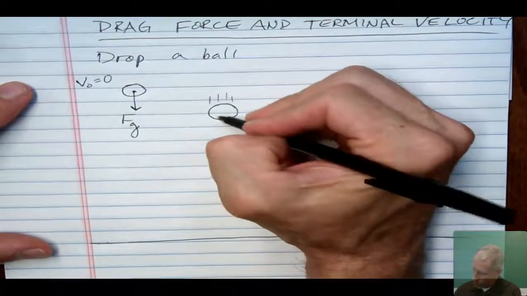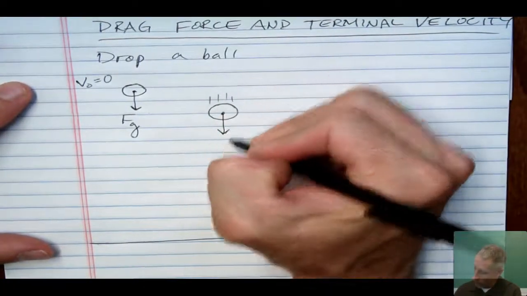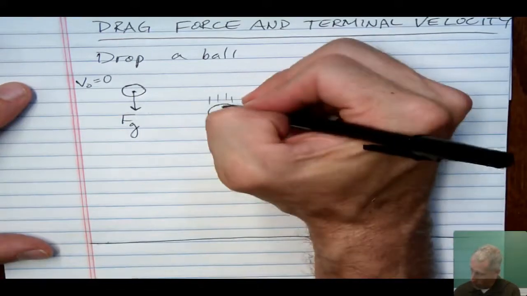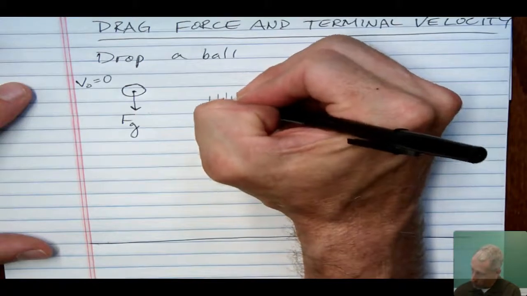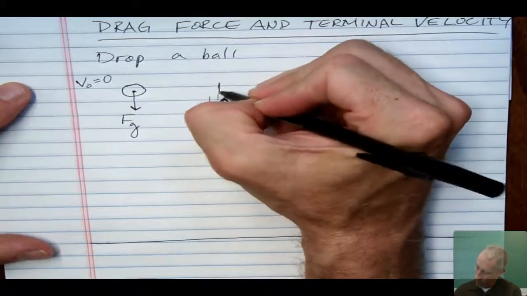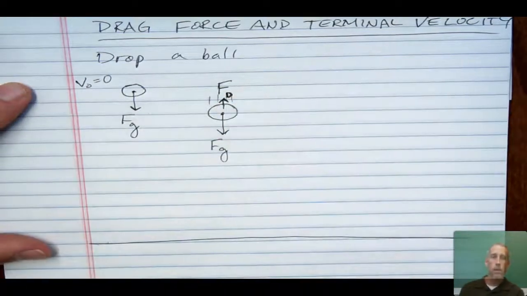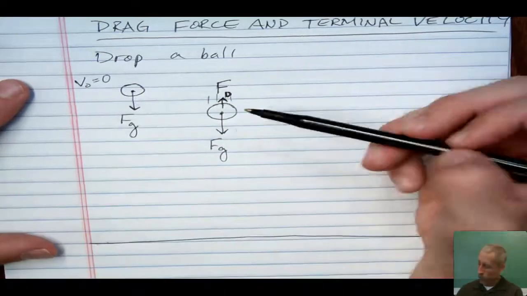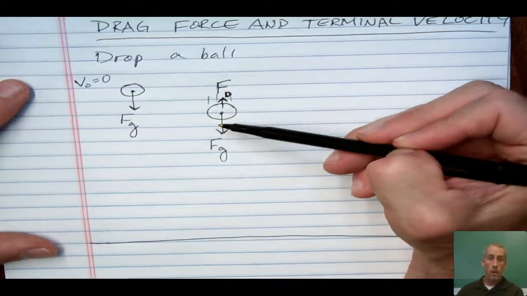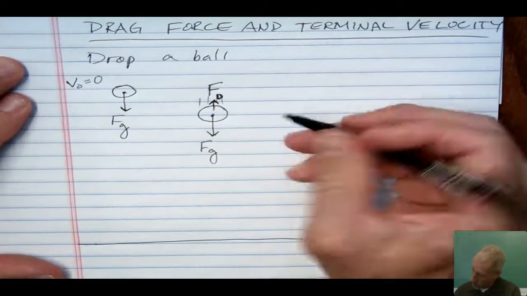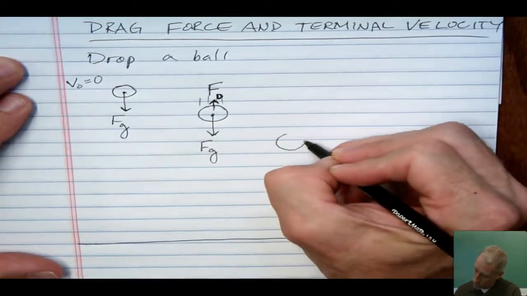So now we still have the exact same gravitational force, call it the weight, but we also have a little bit of upward drag force. So I'll call that F sub d. A little hard to see that label there. But notice that the drag force is smaller than the gravity force, and so there's still a net downward force. And so it's going to continue to accelerate.